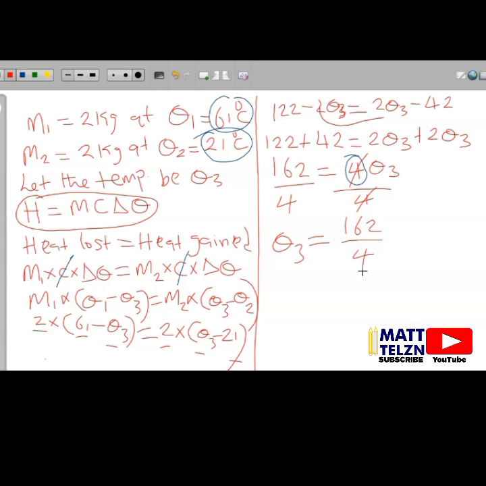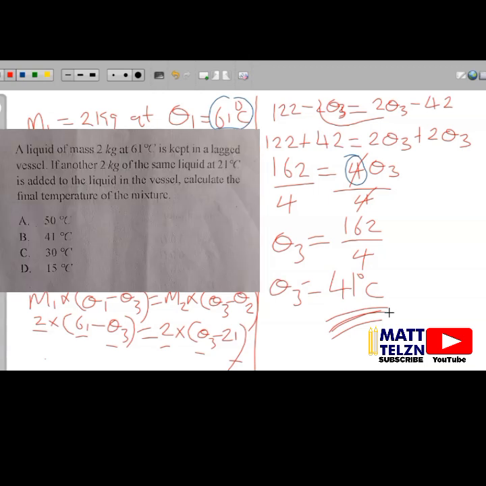Okay, so my theta 3 is 40.5. Yes, if you press your calculator, you see it's 40.5 degrees Celsius. Okay, now this is the final temperature of the mixture. All right, and if you check the options from the question, you will notice that B is our answer.